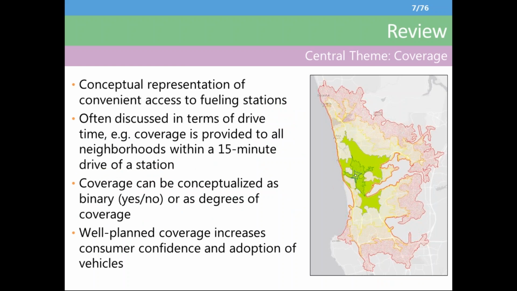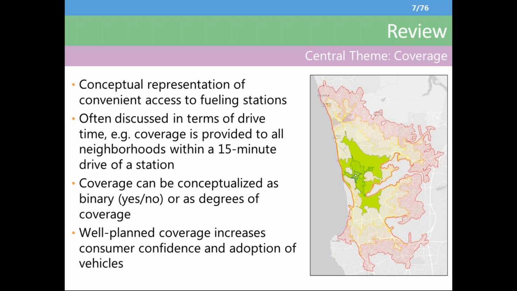And a really key part of this entire process is the assessment of coverage. And coverage is essentially the conceptual representation of convenient access to fueling stations. If you think about the gasoline station example, you can think about, I'm sure, at least a handful of stations that you are either near your house or on your typical commute, or that you know of from drives that you make very often. And so that measure of how easy it is for you in your daily life to be able to find fueling available when you need it is essentially what this coverage is meant to measure.